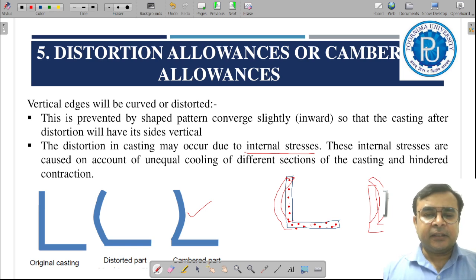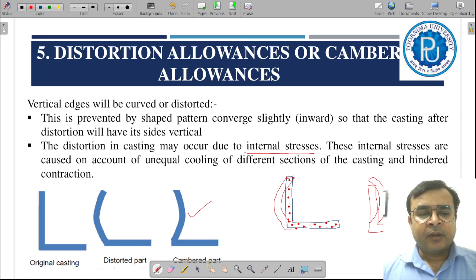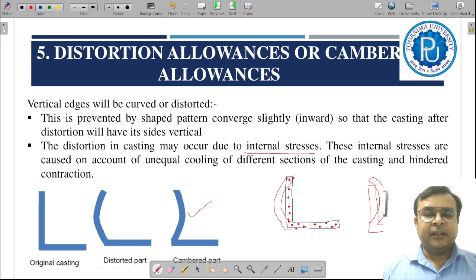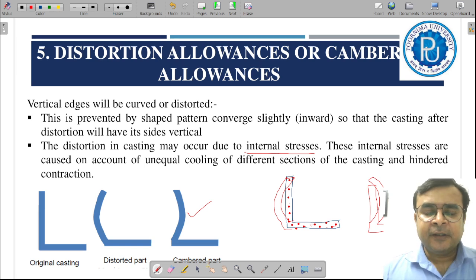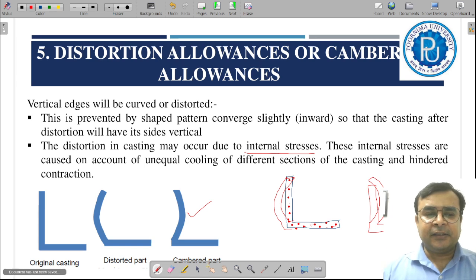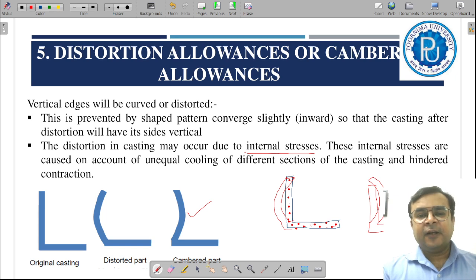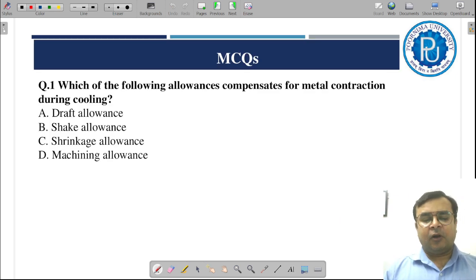So to accommodate this distortion, we provide a camber. Why is it called camber? Because we provide this distortion in the opposite sense in the pattern. Therefore, when you solidify the metal inside this cambered part, it automatically gets straightened, and hence you will get the accurate casting rather than the cambered casting. So this is all about the types of allowances for the pattern.